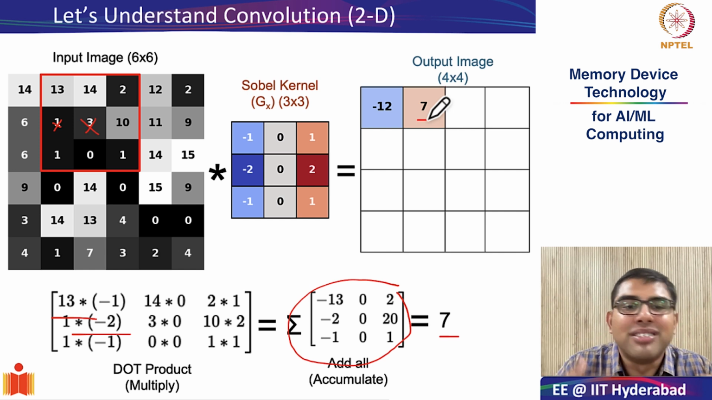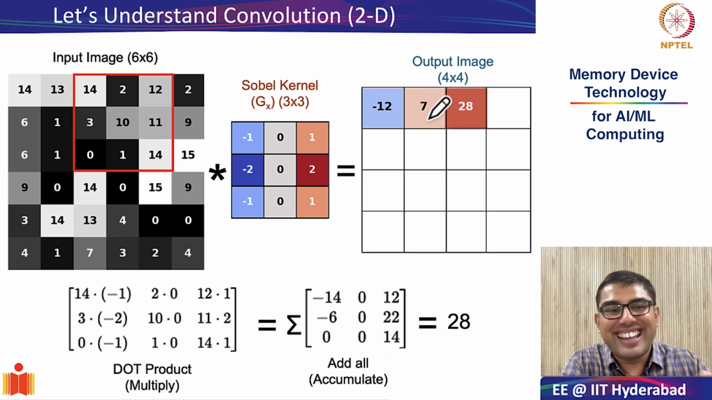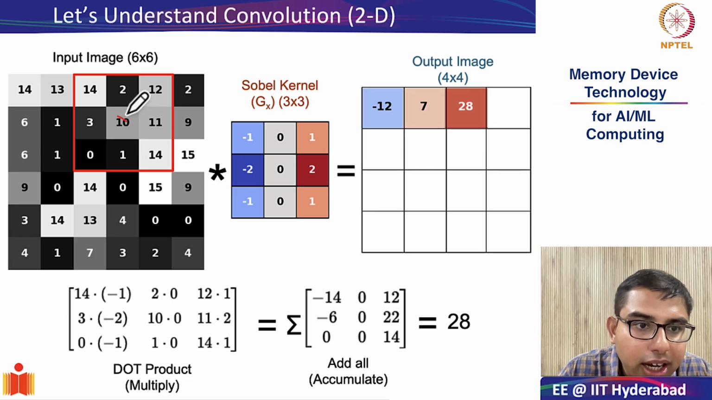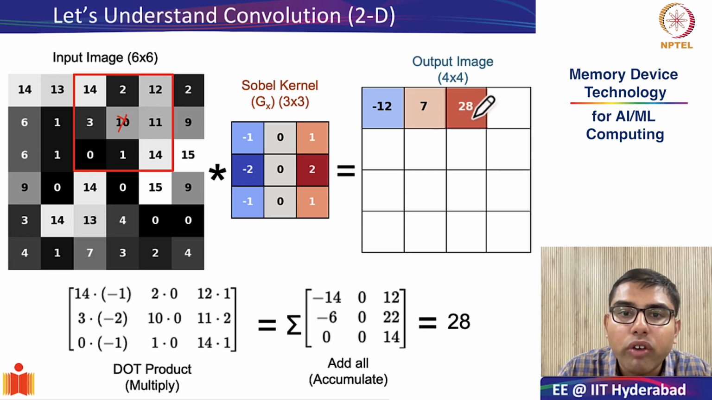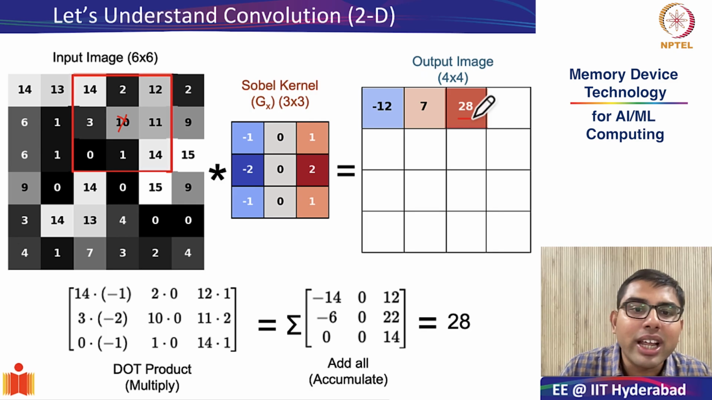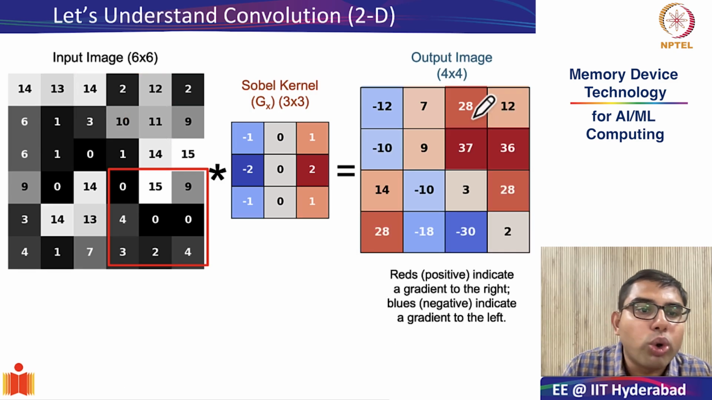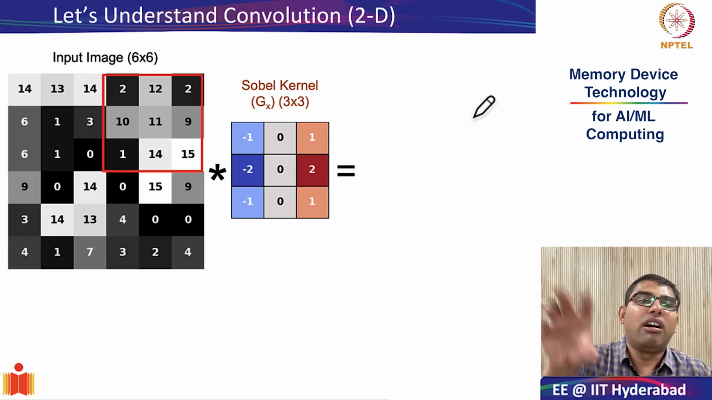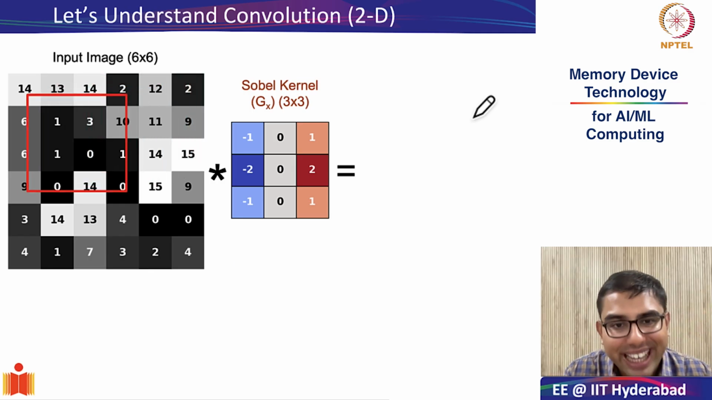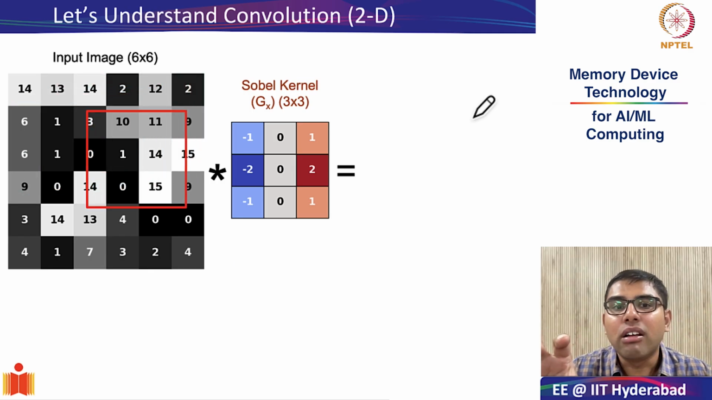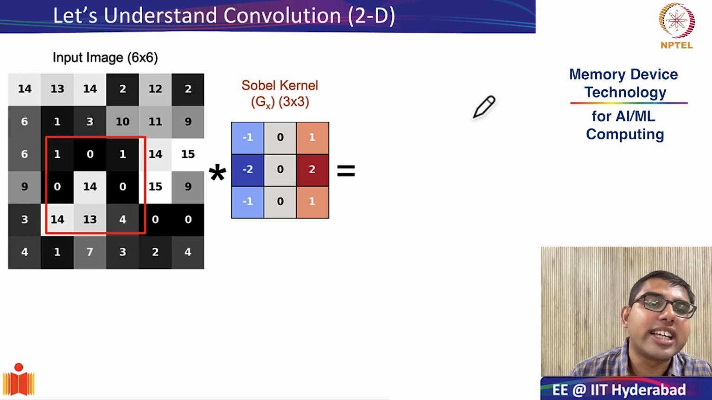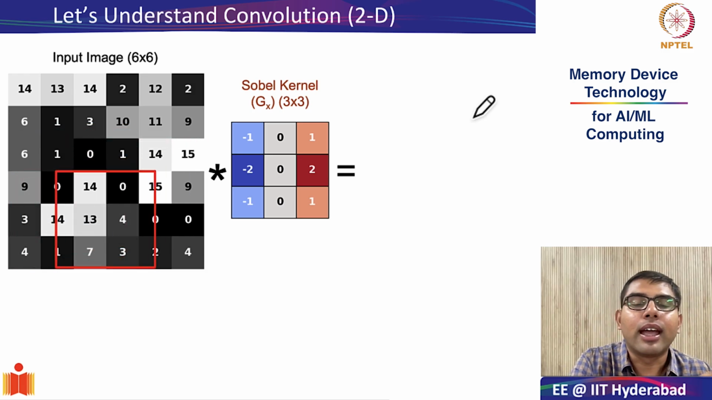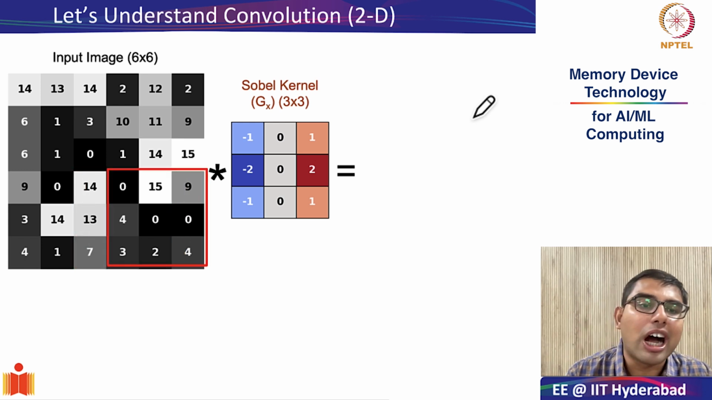So I will not keep repeating the same thing. It is again sliding in the third position. Now it is centered around this 10, and then you get a value of 28. And when you repeat this operation of sliding, multiplication and accumulation several times, what you essentially are able to get is the entire 4 cross 4 output image.